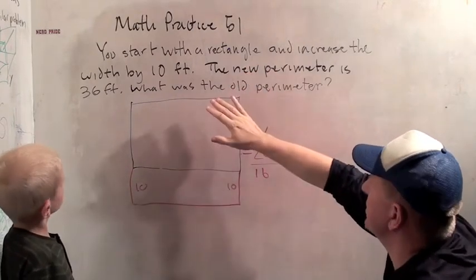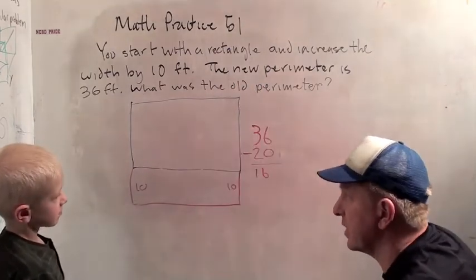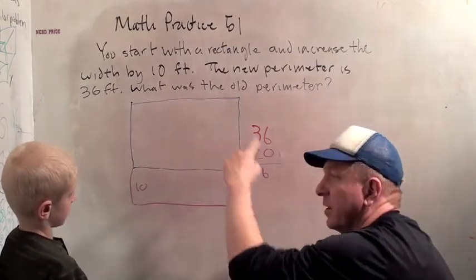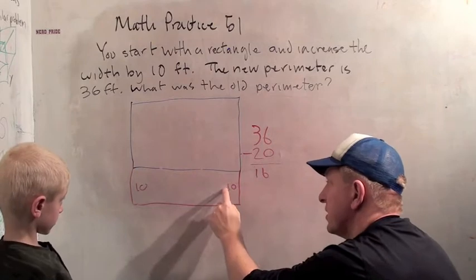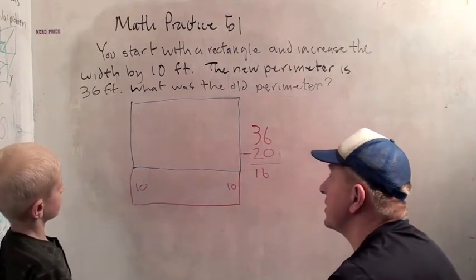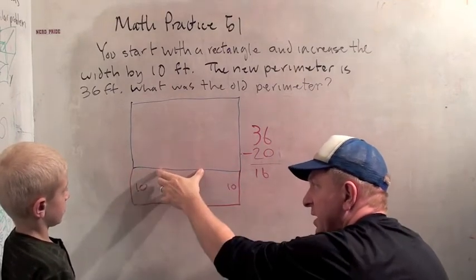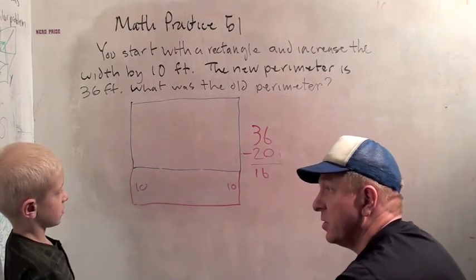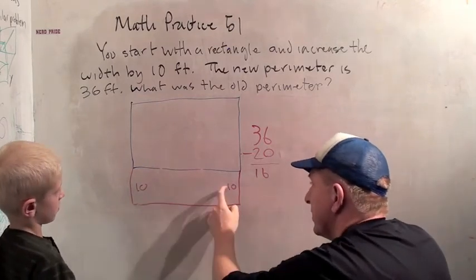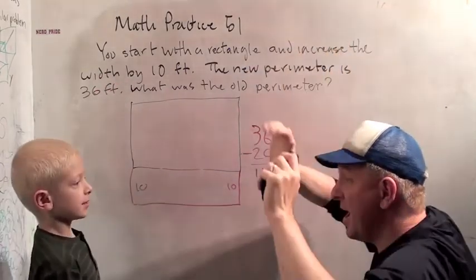Okay, so let's take a look at how we approached this problem. You start with a rectangle and increase the width by 10 feet. The new perimeter is 36. What is the old perimeter? Okay, so we drew our old rectangle, and then we drew the new rectangle on the same drawing. Then we noticed that all we did was increase the width by 10 feet, right? Yeah. And then we said, for the old rectangle, we just get rid of those two sides, and then this side becomes that side. So the old perimeter must be the new perimeter minus 20. So we just have to get rid of those two sides. And 36 minus 20 is? 16! Good job.